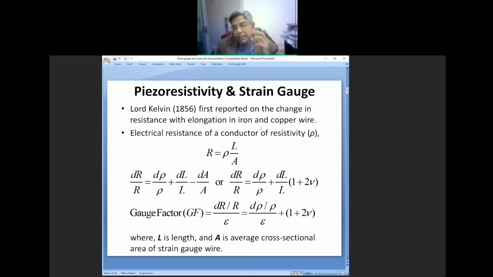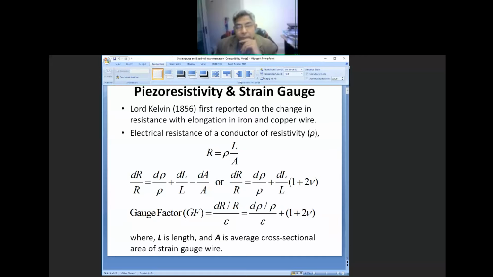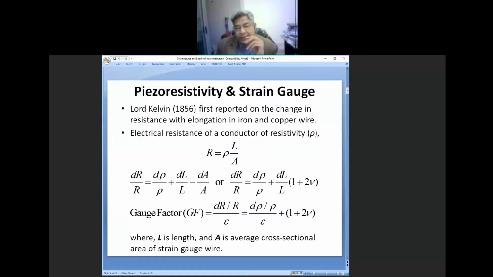Next slide is something called piezoresistivity and a strain gauge. Remember, strain gauges, they work on the principle of piezoresistivity. So piezoresistivity means, as the name is suggesting, piezo means pressure and resistivity means resistance. It means electrical resistance.